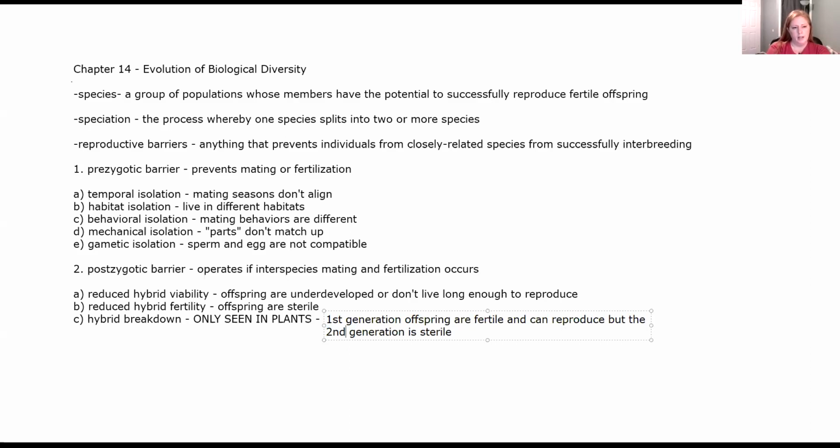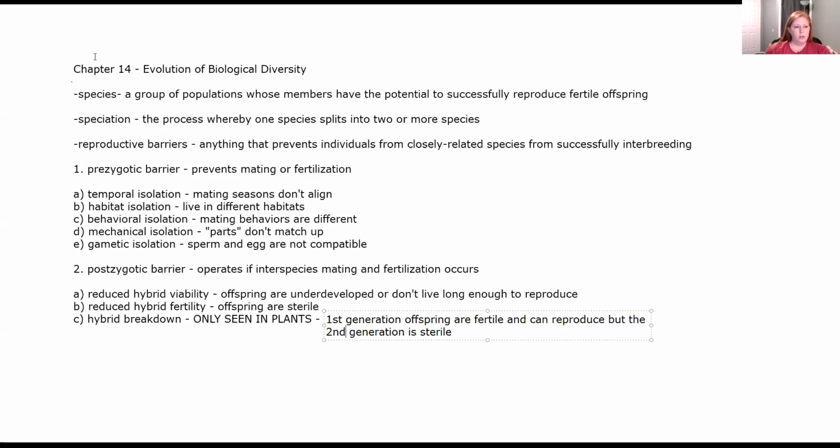And again, that only happens in plants because in order for that type of genetic change to take place, it's happening basically in one generation for it to change that much that they can't interbreed anymore. And so really only plants is what we're going to be looking at with this. It takes animals much longer for that type of genetic change to take place, not just in a single generation.